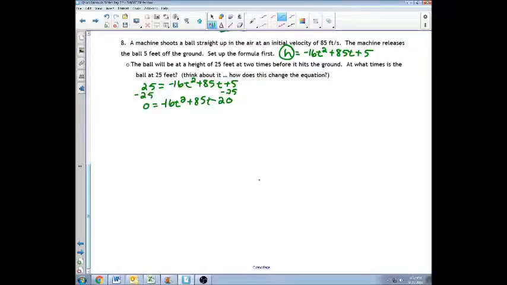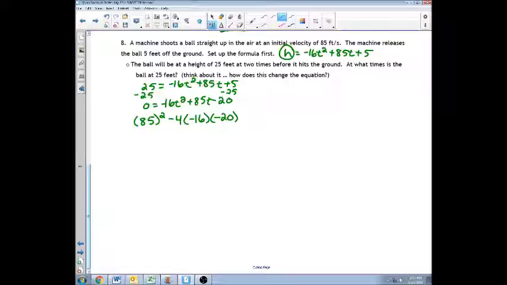So now I need to go ahead and I'm going to use my discriminant so I don't have to keep writing the entire quadratic formula over and over again. Because if you remember from what I said earlier, the discriminant is the number that goes under my square root. So it would be 85 squared, because it's b squared, minus 4 times a, which is negative 16, times c, I'm sorry, which is negative 20.